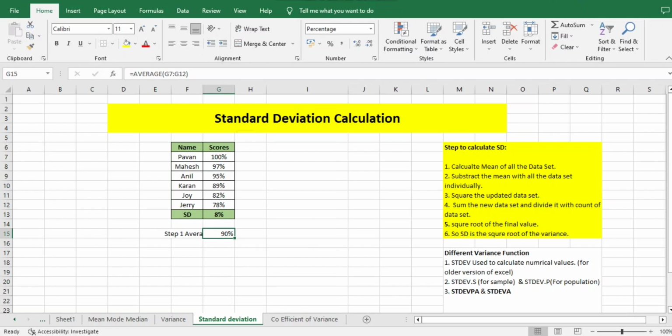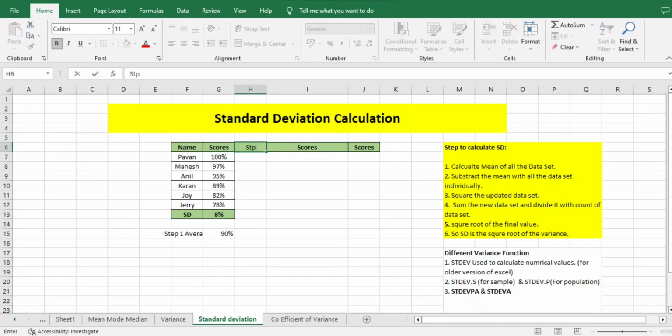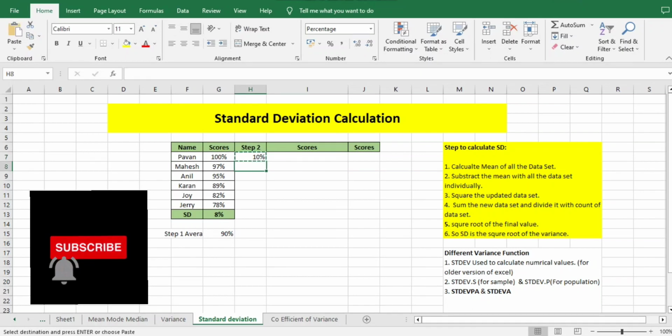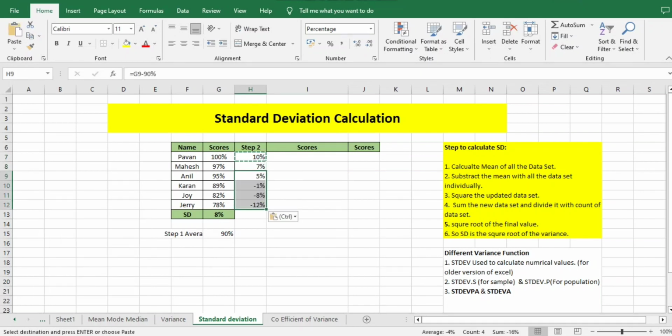The second step says to take each individual data point and subtract the average we have received. So I will mention here my step 2, step 3. My step 2 says I need to minus the mean from my individual data, which means 100 minus the mean that I have received, that is 90%. Same I will do 97 minus 90%. In this way we will go on. Now this is my second step.